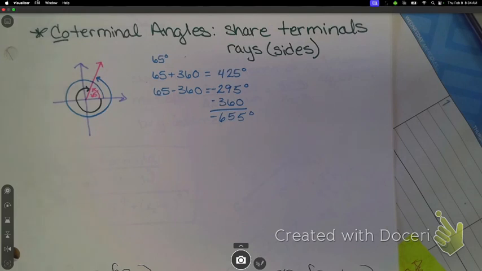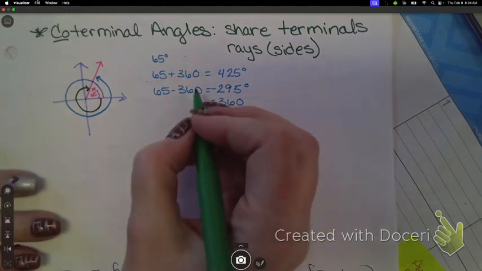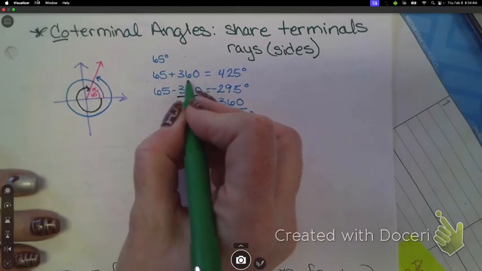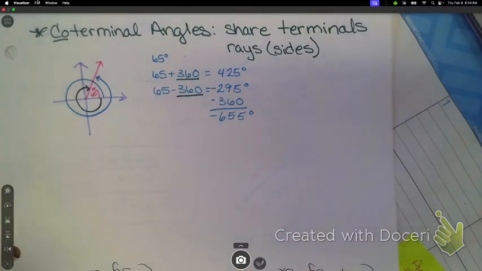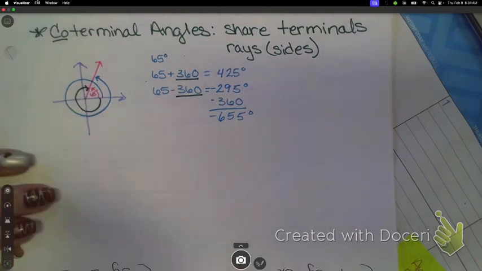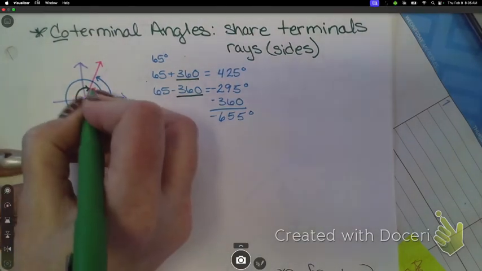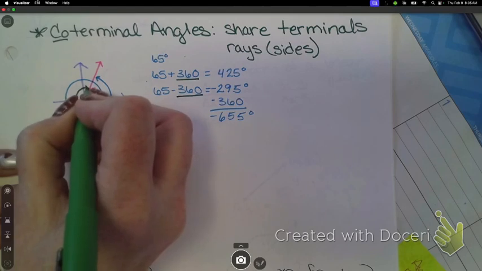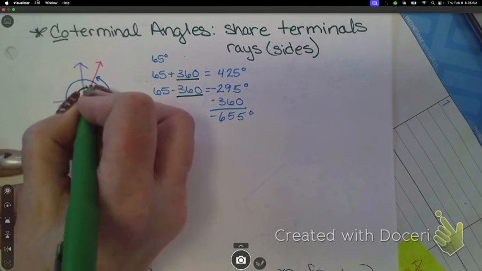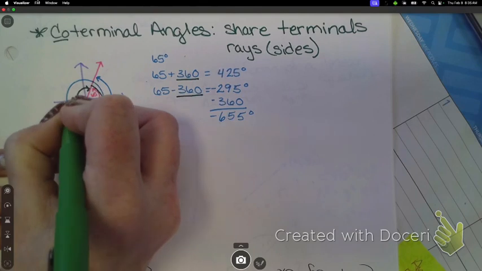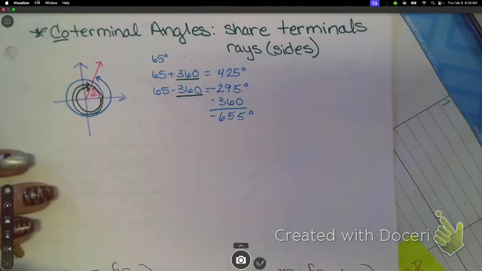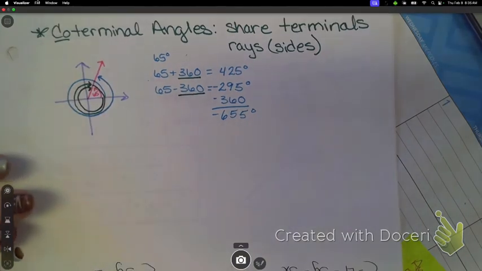What is my magic number to find them? What have I been adding and subtracting? 360. Why did you subtract 360 from negative 295? Because I said, let's find another one. So if I was here, and then I said I want another one, wouldn't I have to go another 360 degrees negative? Yeah. So I can keep going as much as I want.